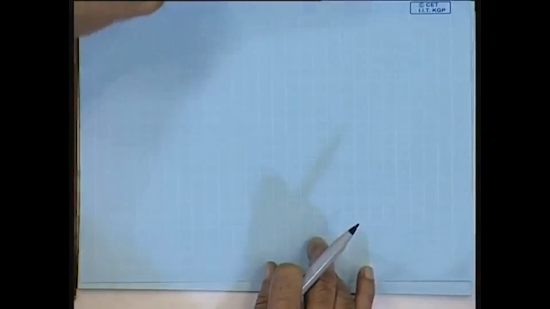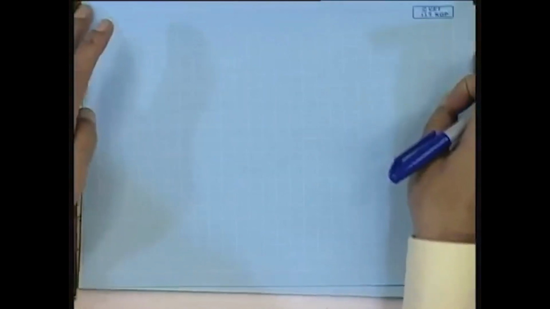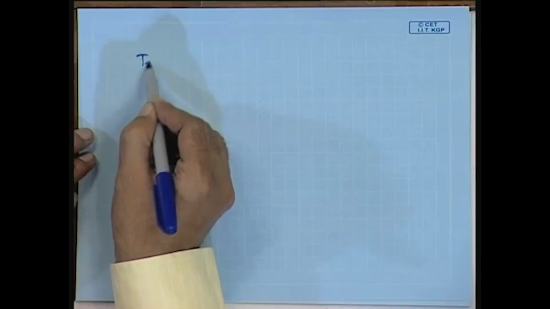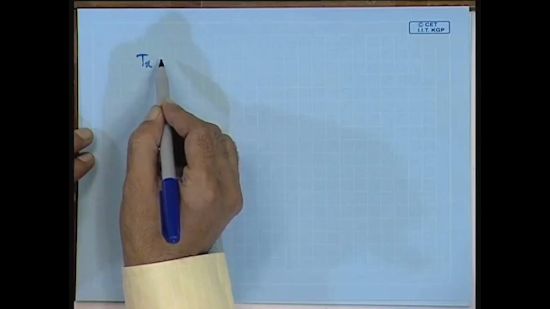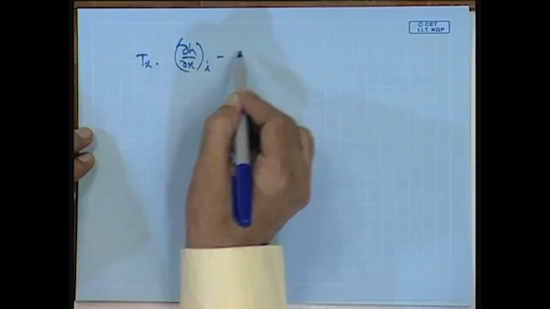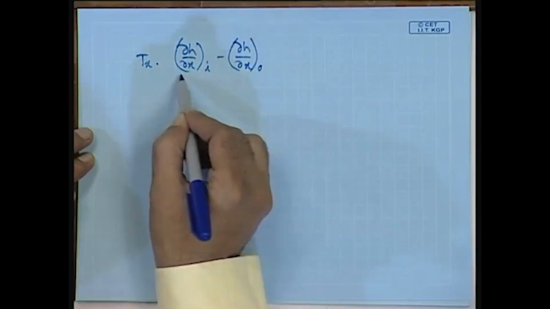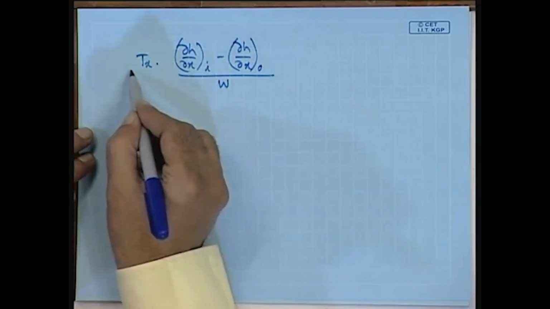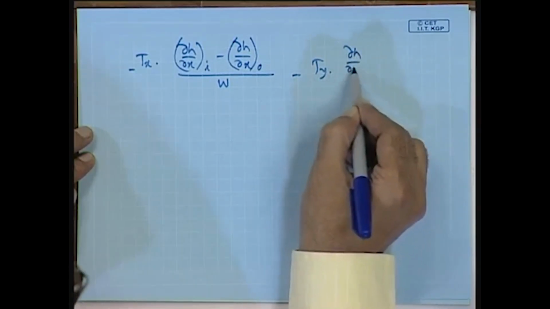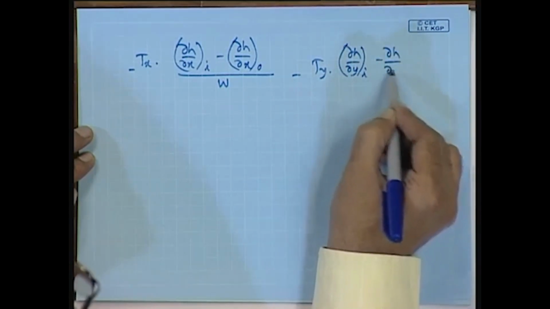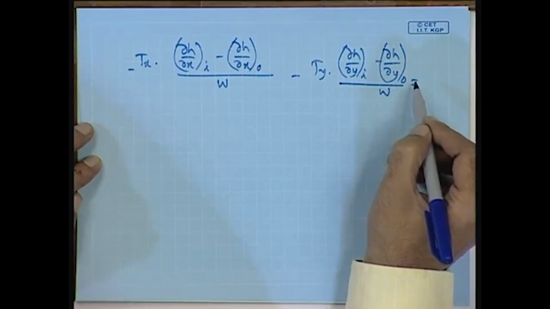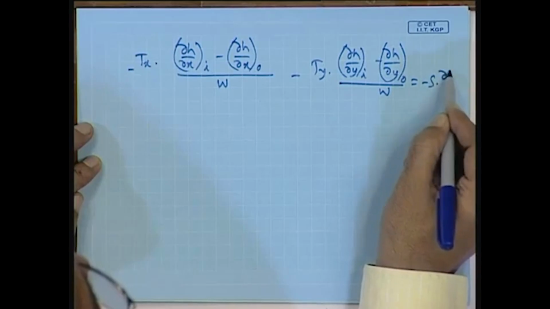So, we can simplify this as Tx into dH by dx at I minus dH by dx at O divided by W, minus Ty into dH by dy at I minus dH by dy at O divided by W. So, this is equal to minus S into dH by dt.